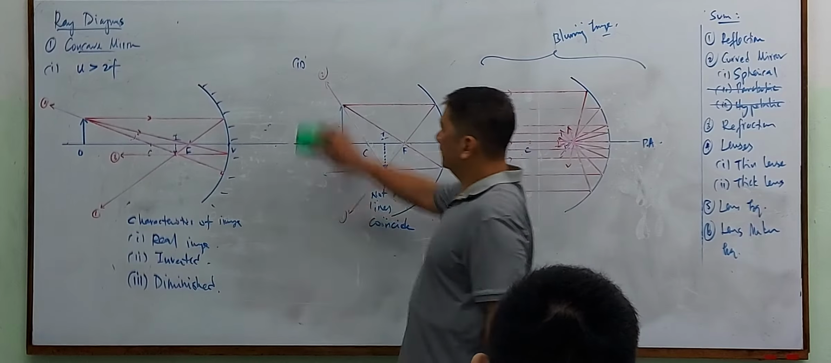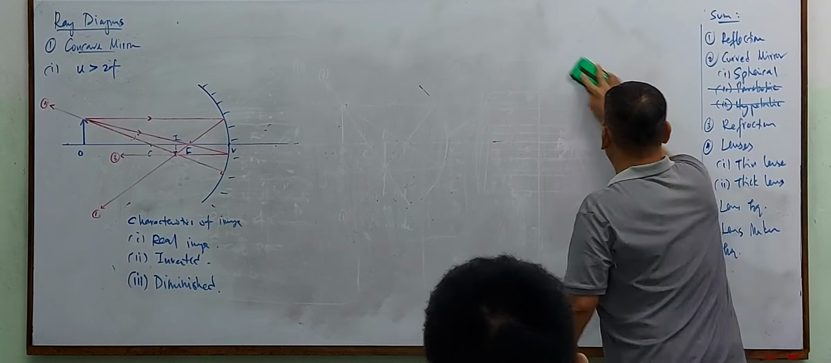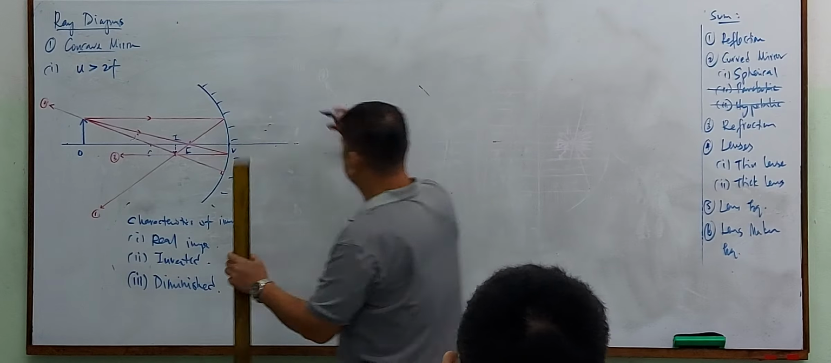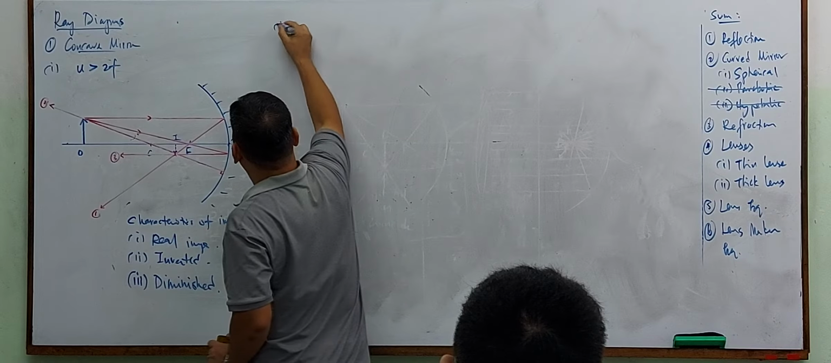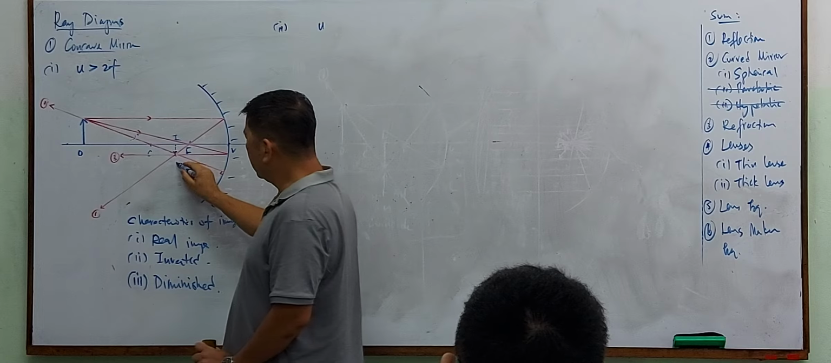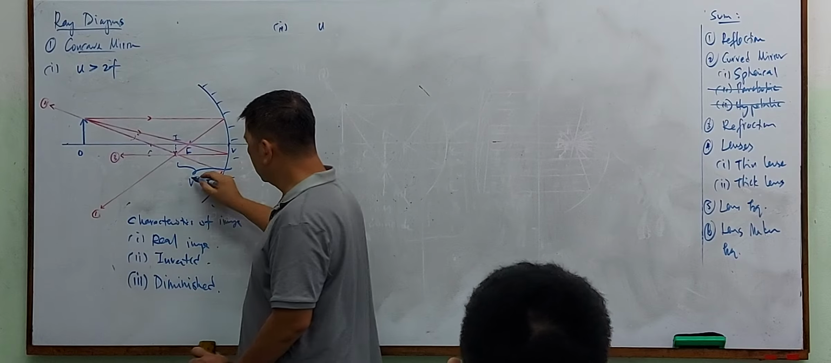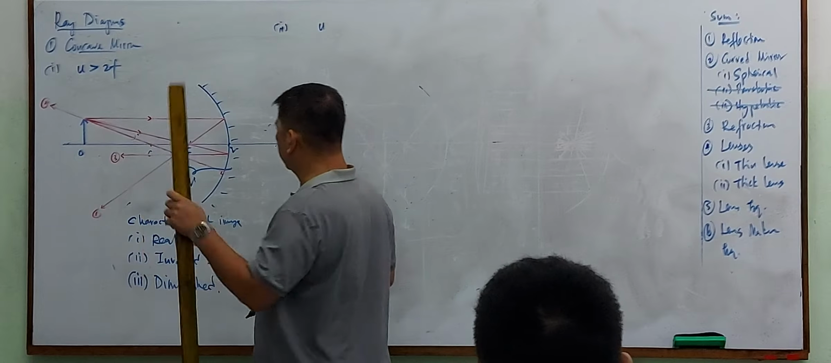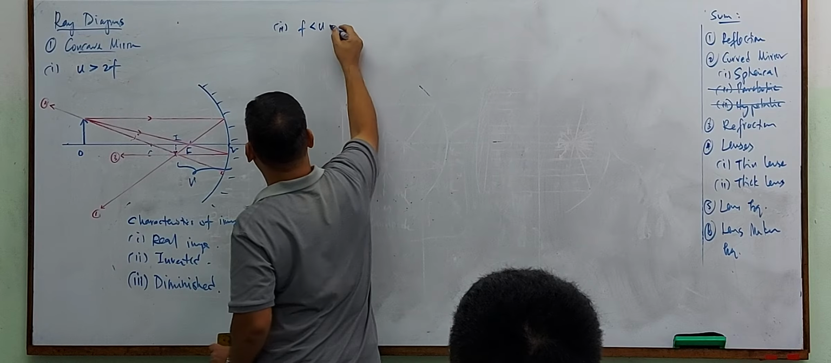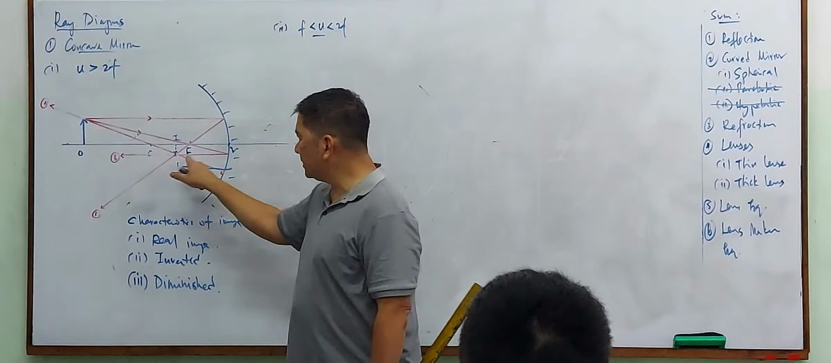Okay. Next. Drawing again, but now the second case, where our U value, I forgot to tell you, the image distance is called V. This is small v, this is big V, the vertex. Now our U will be larger than F but smaller than 2F distance. That means it's in between C and F.